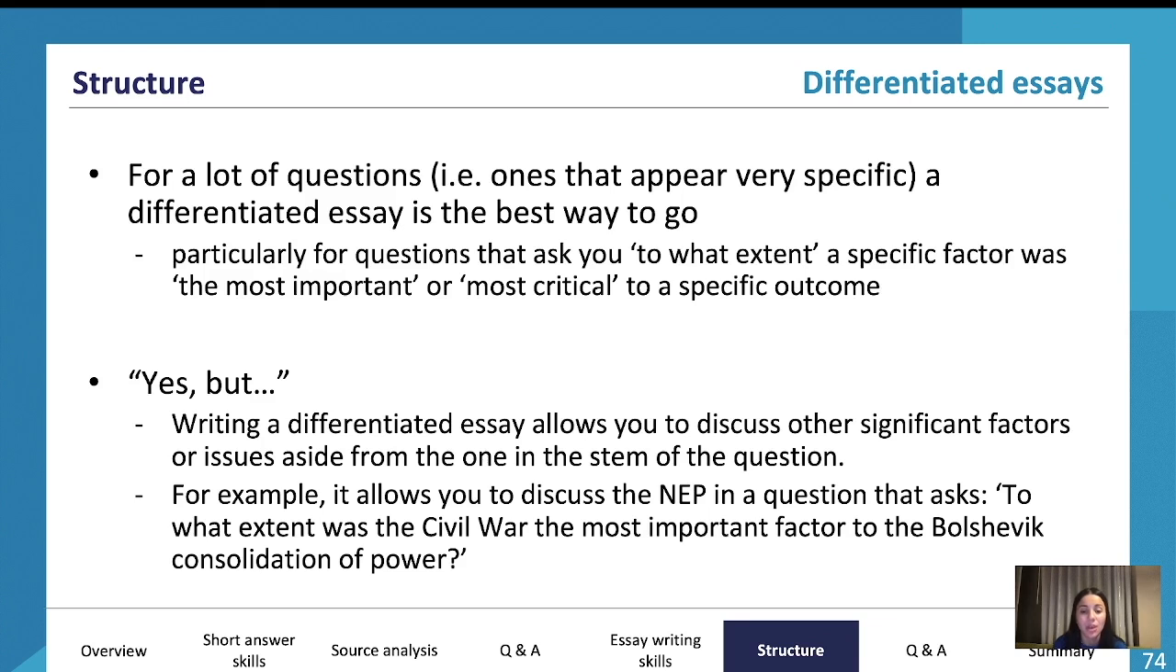So I would have actually made that argument where I'm saying it is important to a high extent, or it was highly important, or although it is true that the Civil War was an important factor, it was not the most important factor because of the overall contributions of NEP and maybe war communism as well. For example, so this is where you're saying the 'yes, but.' Now this is harder, and this is a harder essay to approach.